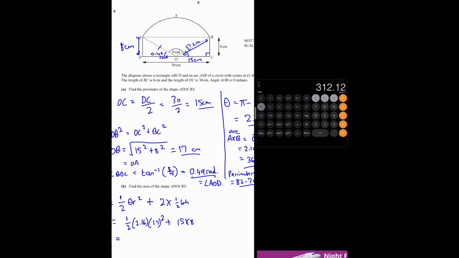312.12 plus 15 times 8, that's plus 120, to get 432.12 centimeters squared. That is our final answer. Let's go to question 10a.